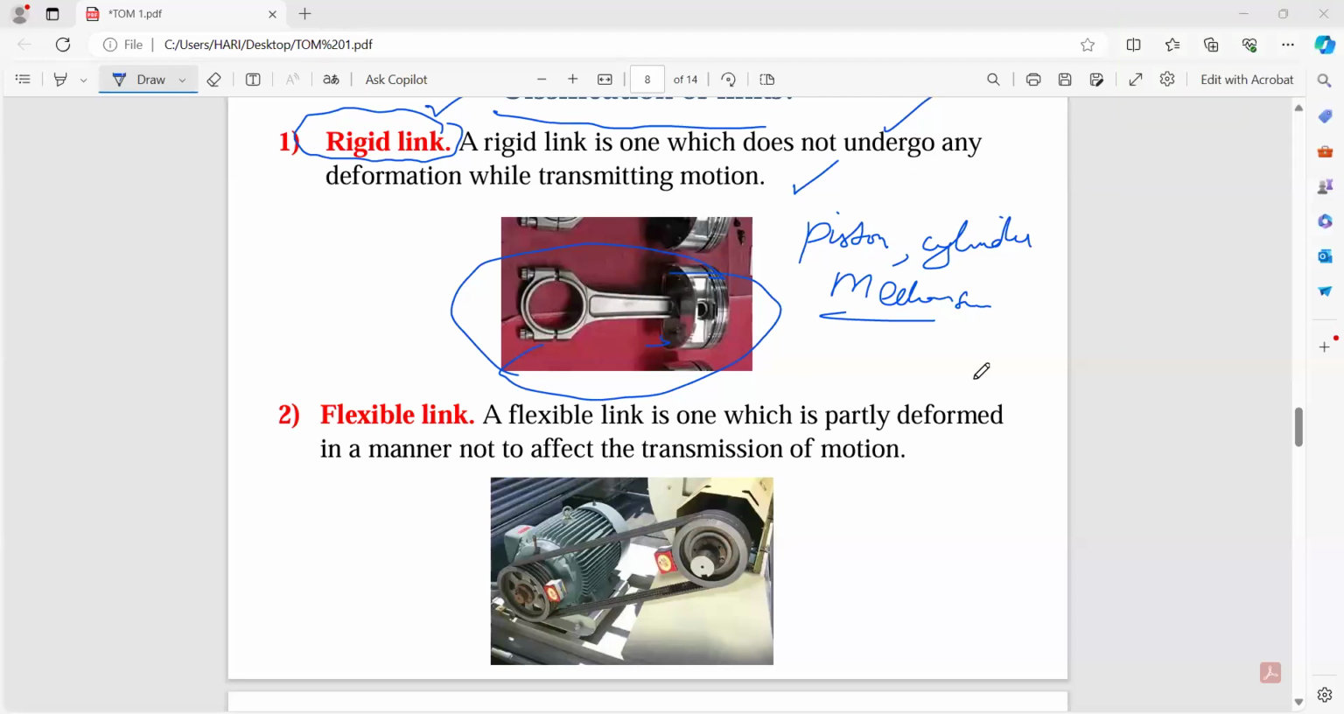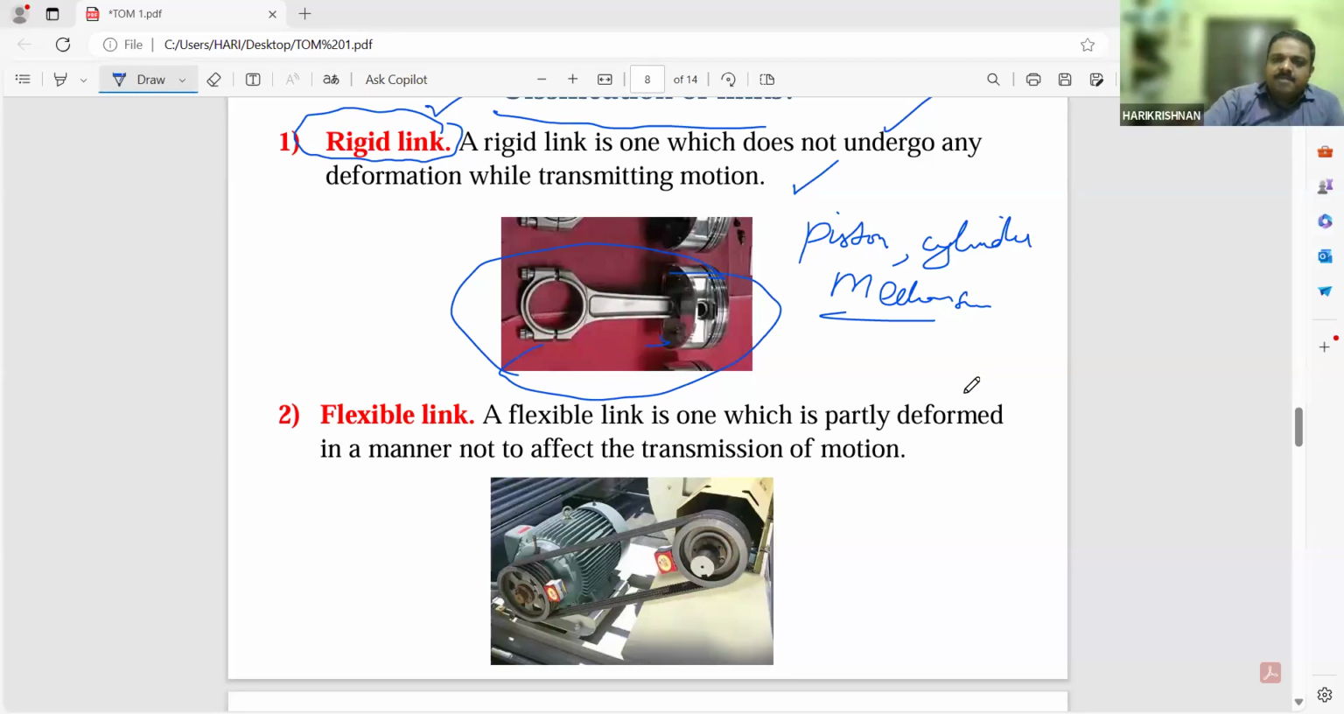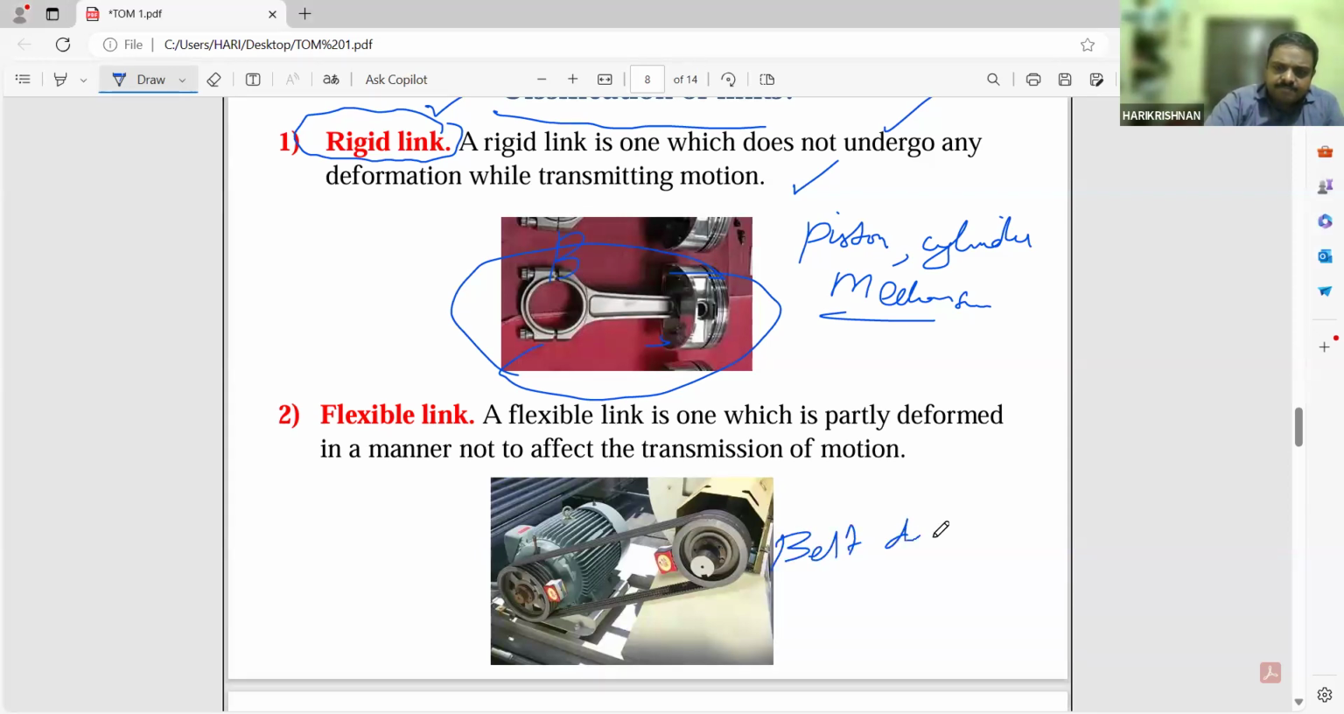Okay, continue with flexible link. A flexible link means a link which is partly deformed in a manner not affecting the transmission of the motion. So this is a belt. Belt drive is an example. A belt will transmit motion from one part to another with little deformation. That type of link is known as flexible link.